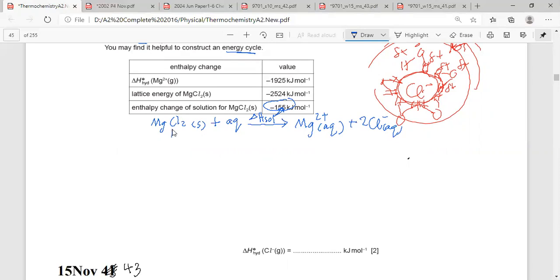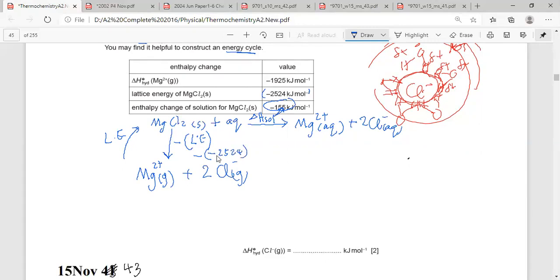Ionic bonds must break to give you the Mg2+ gas plus 2 moles of Cl- gas. And what's this called? The reverse, from here to here, is lattice energy. So this is called minus lattice energy. What's the lattice energy here? Minus 2524, so you times it, it's positive. That's why you require energy.